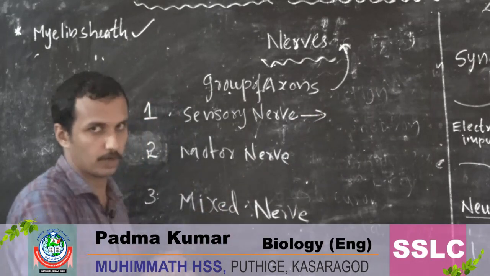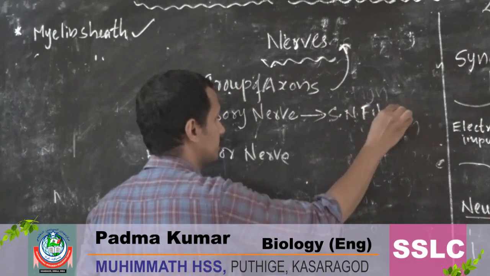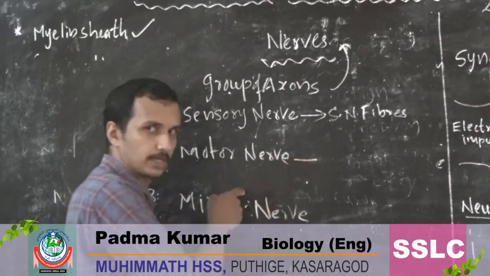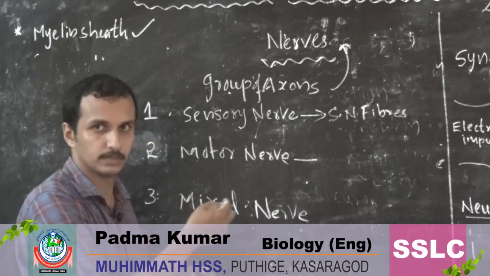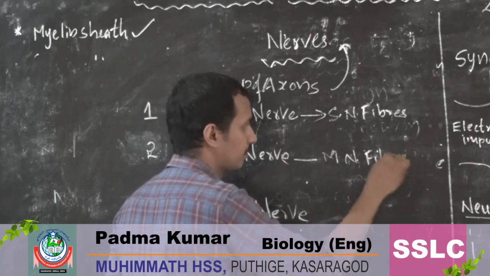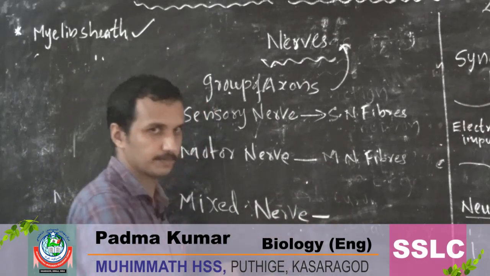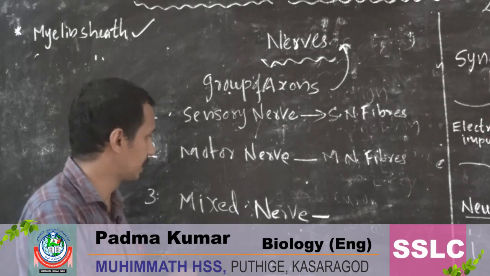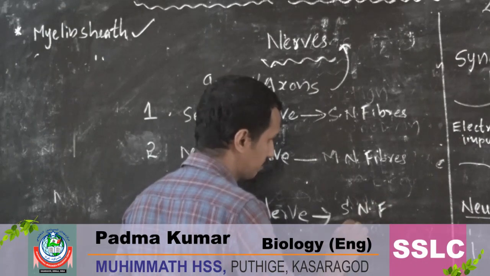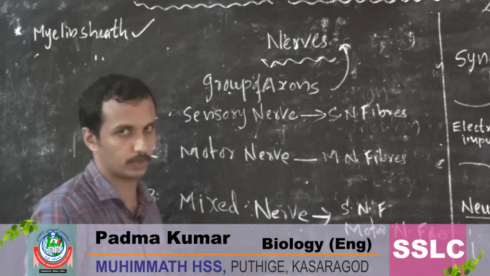Sensory nerve is made up of sensory nerve fibers. Similarly, you can write here motor nerve. It is made up of motor nerve fibers. Mixed nerve. It will be made up of both sensory nerve fibers and motor nerve fibers.